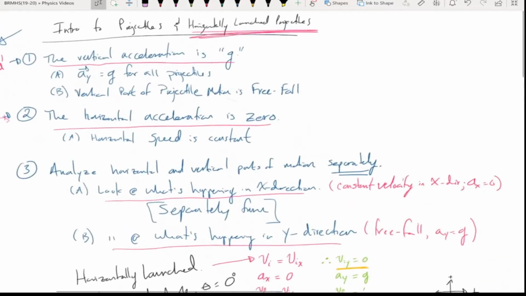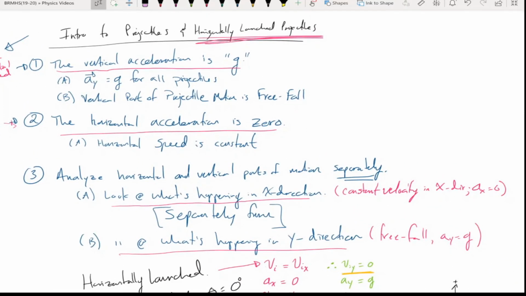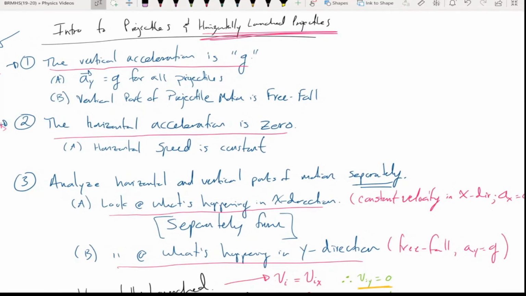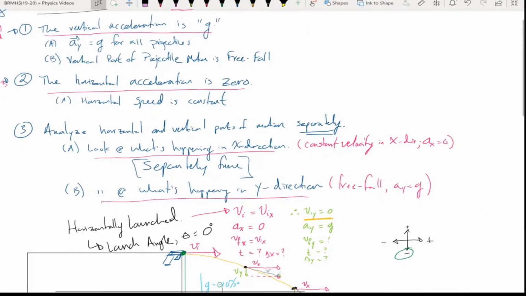We've looked at the 3 most important things about projectiles. 1, the vertical stuff and the horizontal stuff need to be kept separate and analyzed separately. The vertical acceleration is always little g, so it's free fall in the vertical part of motion. The horizontal acceleration is 0, so it's just constant velocity motion. And then part 3 is when I restated: analyze horizontal and vertical parts of motion separately.